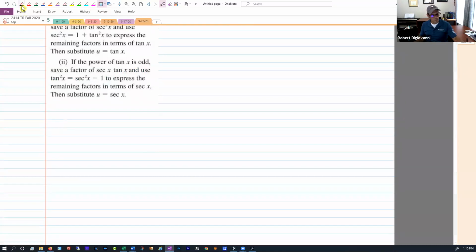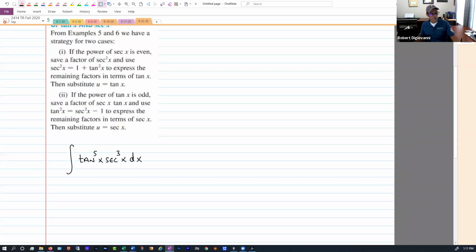Okay, so the next one we're going to do is tangent to the 5th x secant cubed x dx. So now we have that secant is not to an even power. The first step here is, if the power of secant is even, right? We don't have that. We're not going to do this then, right?